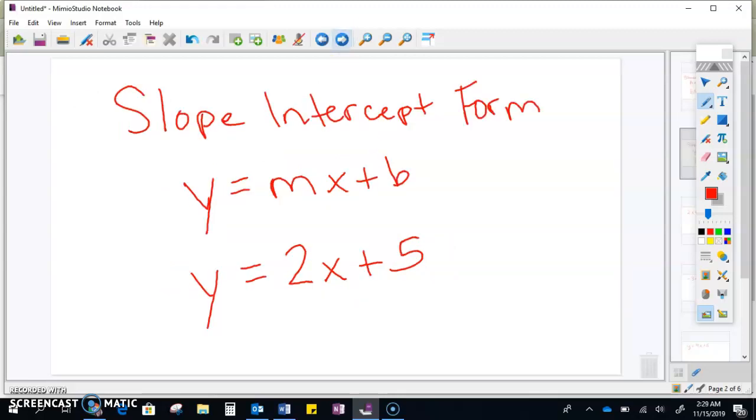So slope-intercept form, though, is y equals mx plus b. This is probably the form that you're more comfortable with, more used to, and this is where y is completely by itself. You have the x variable listed first, and then the number that stands completely by itself at the end.